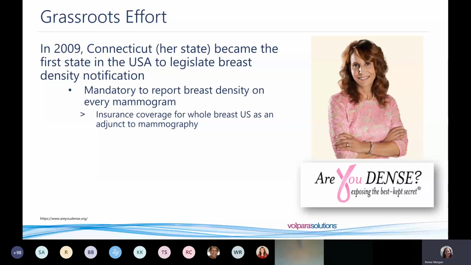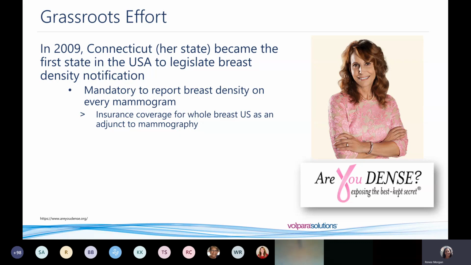So in 2009, Connecticut, her state, became the first state in the United States to legislate breast density notification. So they mandated reporting breast density on every mammogram. Every radiology office that provided mammography services had to do this. And it came along with insurance coverage for whole breast ultrasound as an adjunct to mammography.